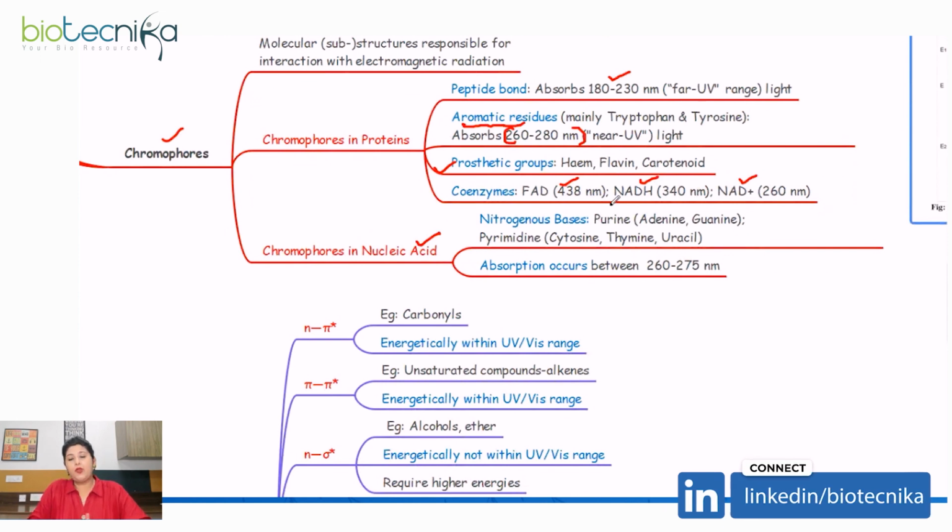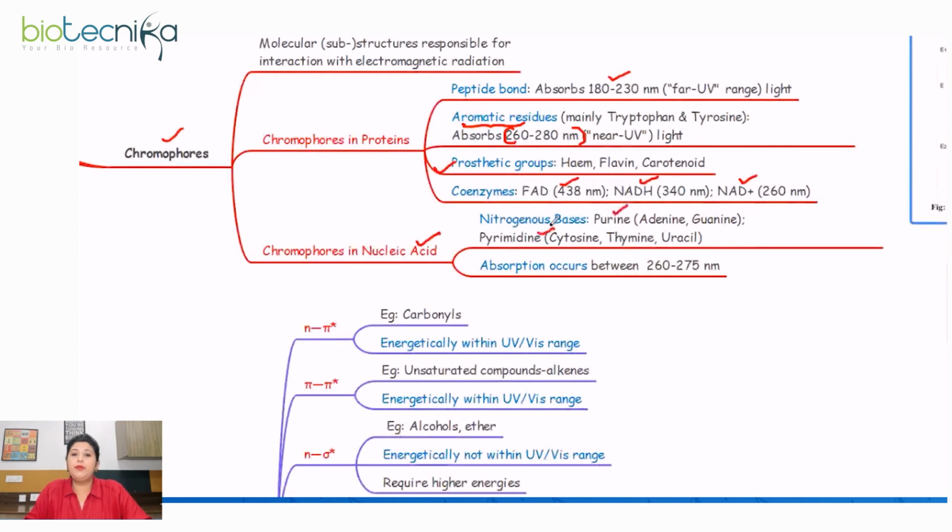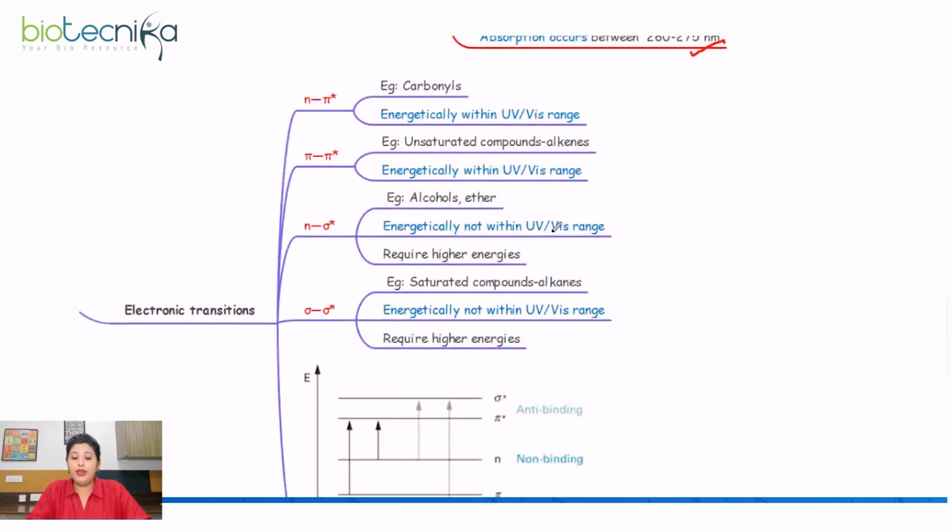Nitrogenous bases are broadly classified into two types: purines and pyrimidines. Purines are adenine and guanine, and pyrimidines are cytosine, thymine, and uracil in the case of RNA. So RNA does not have thymine, it has uracil. If you go through their structures, pyrimidines are single ring structures and purines are double ring structures. Because they have aromatic ring structures, they are responsible for absorption of light, and the absorption usually occurs between 260 to 275 nm. These are some very important points that you all have to remember.